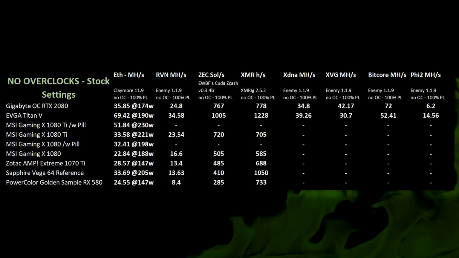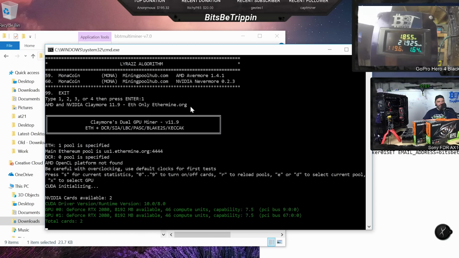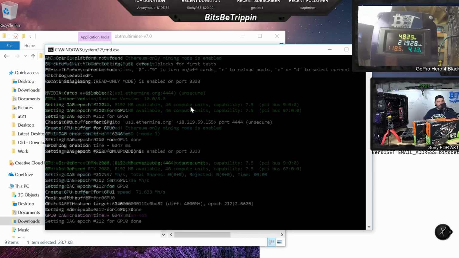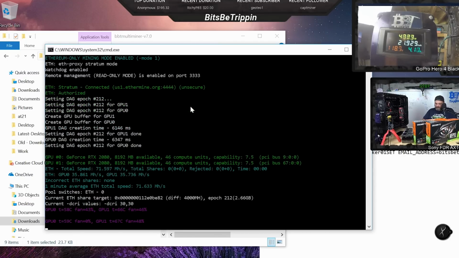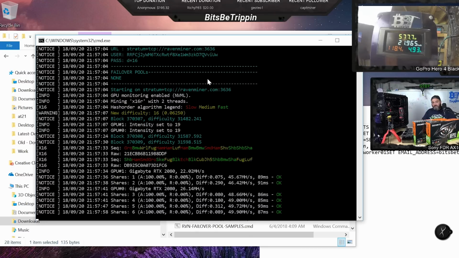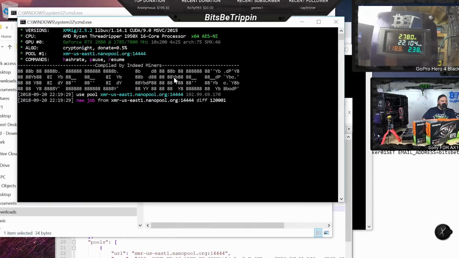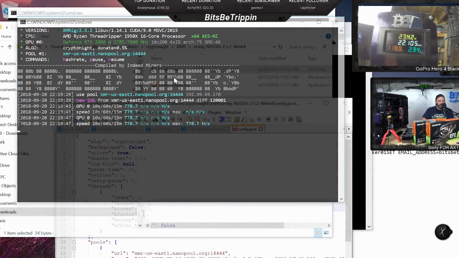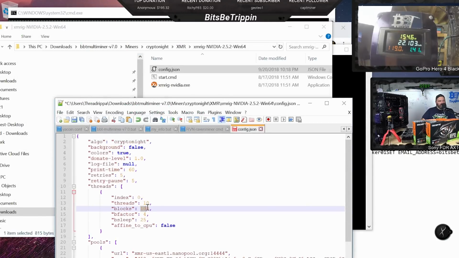So you can see out-of-the-box performance, 35.8 mega hash on Ethereum at about 174 watts per card. Ravencoin with the nemos 1.19 miner put out about 25 mega hash per card using about 220 watts each. XMR performance reined in at about 778, but was only using about 80 watts on the card. So I think there's a lot of room there, and that's going to take a little more work to see if we can take advantage of this new architecture.